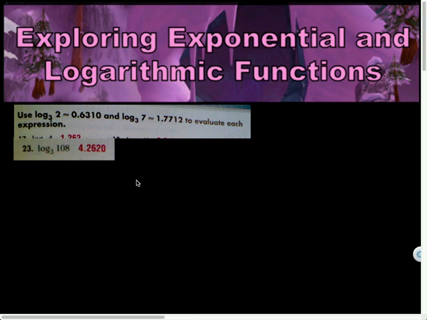We're looking at properties of logarithms, page 615. This particular problem is asking us to evaluate log base 3 of 108 given these previous two facts. So the question for us is, can I rewrite 108 as some product of 2's and 7's? Peculiar. I have no idea.